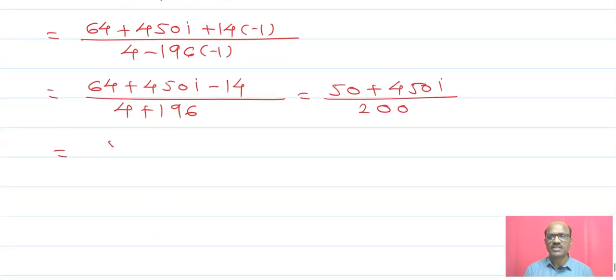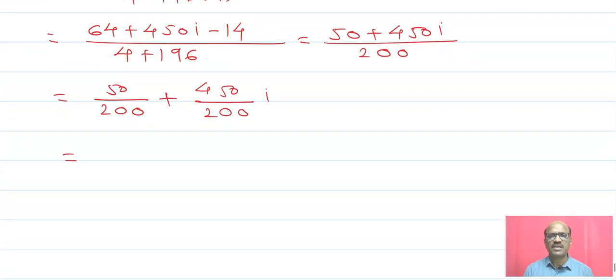Simple calculations are there. You can slow down the speed of this video and write it properly also. Normal steps are there. I had included each and every very simple step here. Therefore 1 by 4 plus 9 by 4i.